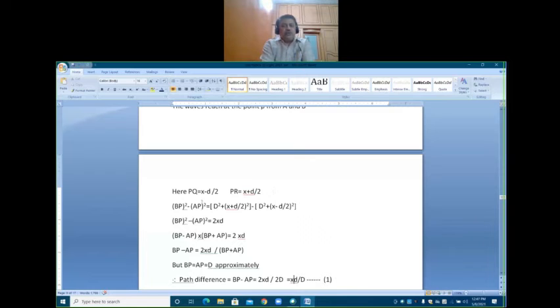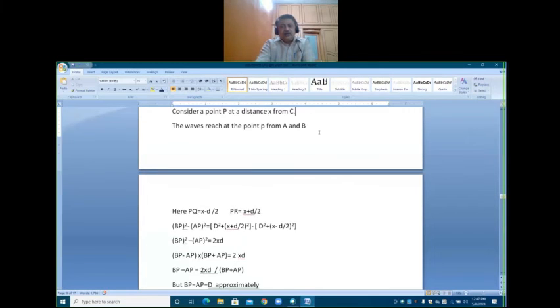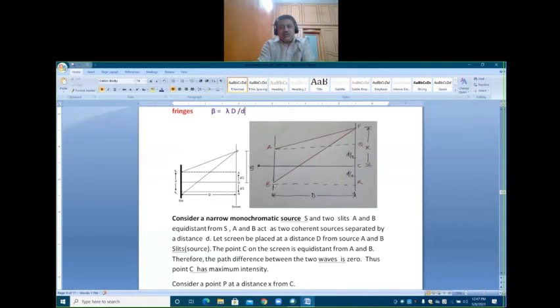Now we want the difference between BP and AP. Therefore, we get BP square minus AP square. We want the path difference between BP and AP, so therefore BP square and AP square. So we make two triangles. First you look at this triangle APQ. APQ is one triangle, then BPR is another triangle.